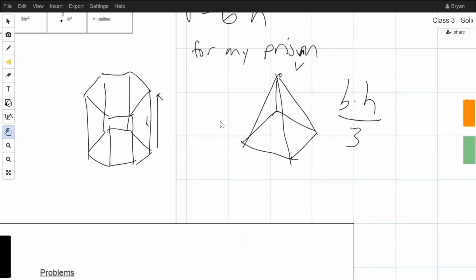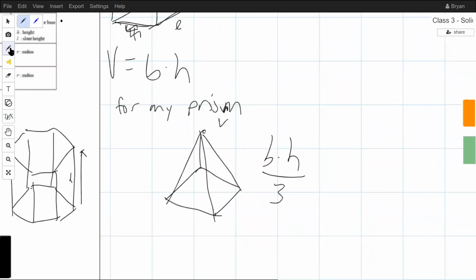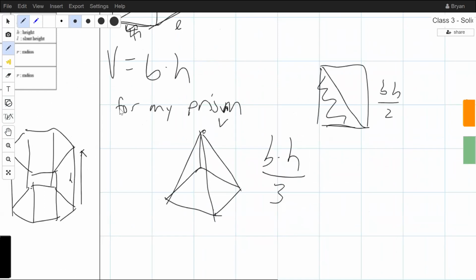Now why is this? It's sort of hard to prove, but basically the idea is that in a two-dimensional shape, a triangle is going to be half the area of the rectangle, which is why it's base times height over 2. So in three dimensions, it's going to be one third of the corresponding prism. That's how you'd find the volume of any kind of pyramid: base times height divided by 3.